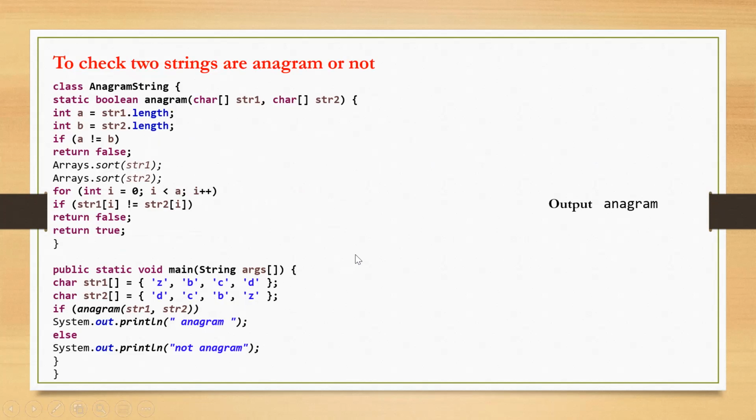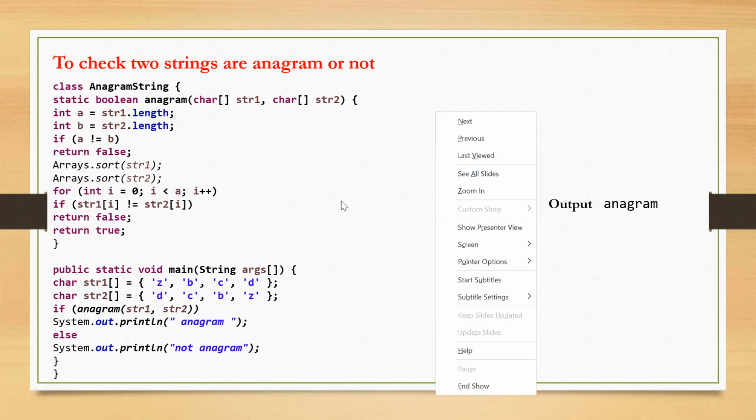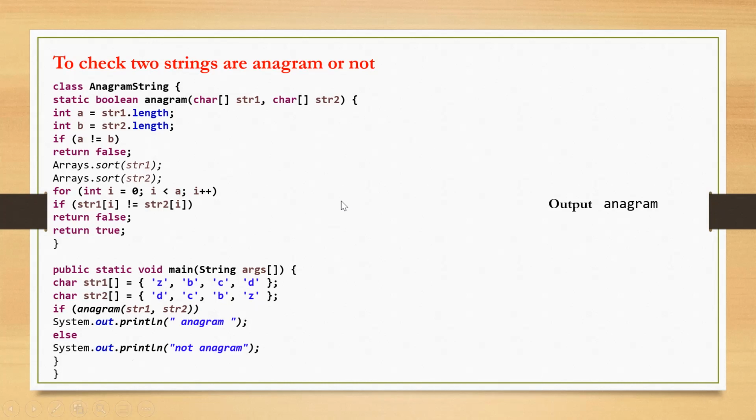So basically, an anagram is when one string is there, and the same characters are there in the second string, whatever the order is. If the characters are the same, then we have to print only those.